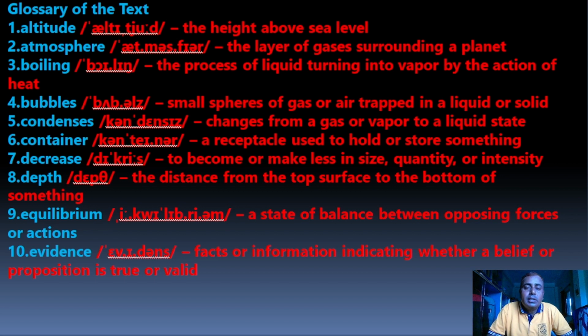Glossary of the text. Some of the important words are there and which will be tough for you. I'm going to explain those important words. First is altitude. The height above the sea level is called altitude. Another one is atmosphere.